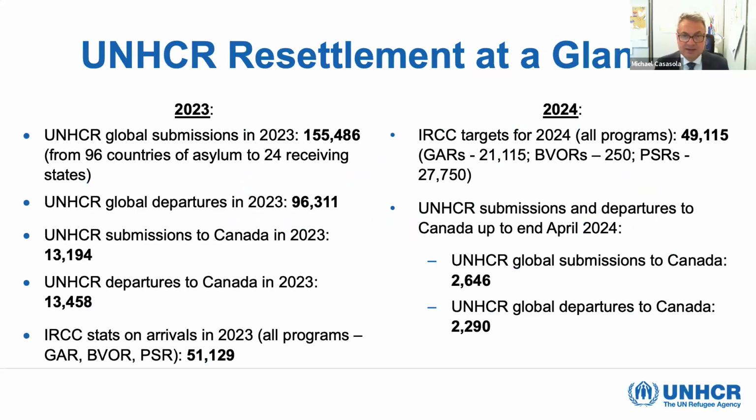So as I mentioned, about 154,000 refugees were able to be resettled. Some of those were identified by UNHCR, some of those were actually identified through programs like private sponsorship or comparable programs like in Australia and other countries. Of those 154,000, almost 96,000 were refugees identified by UNHCR.